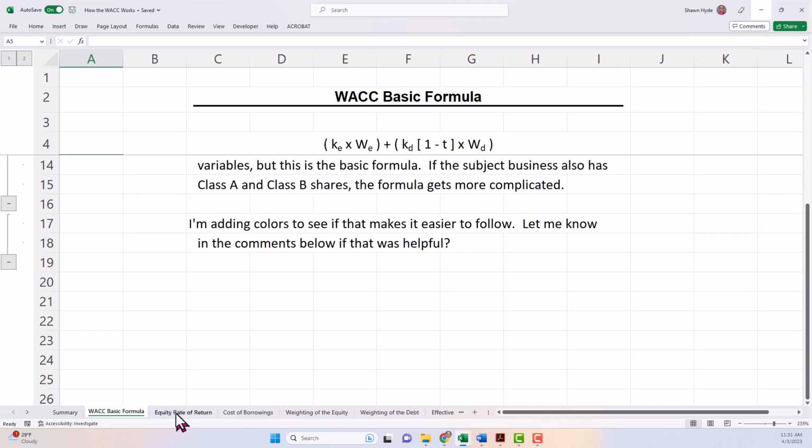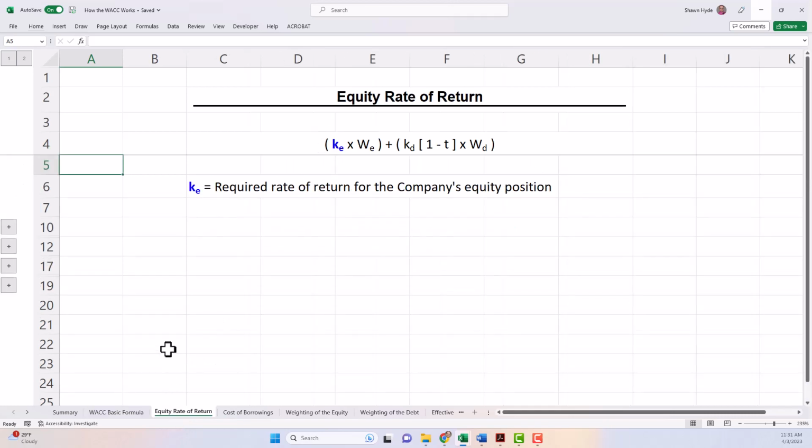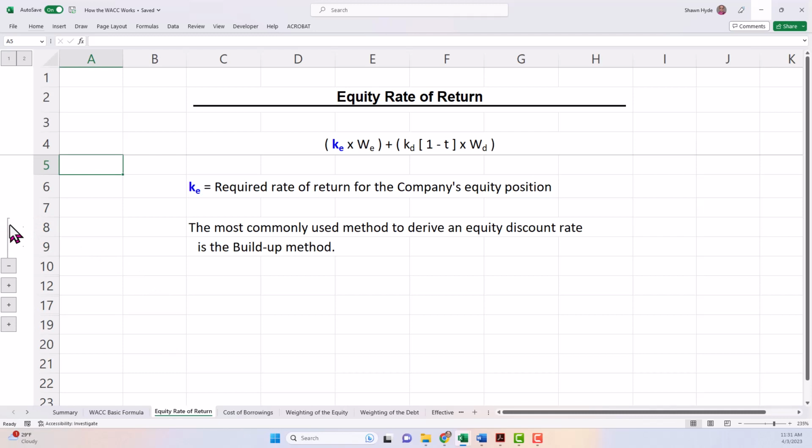So let's talk about the KE here. Let's look at required rate of return for the company's equity position. The most commonly used method to derive an equity discount rate is the build-up method. And for those of you who aren't familiar with it, give me a call, we'll talk about it later on.